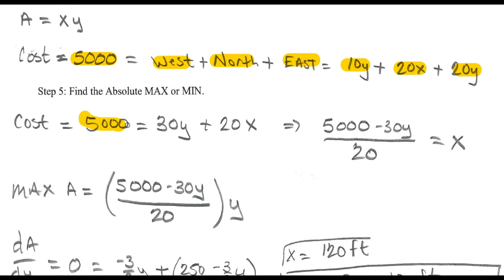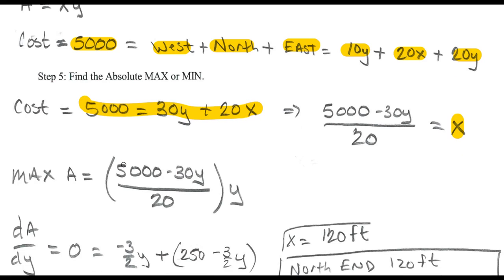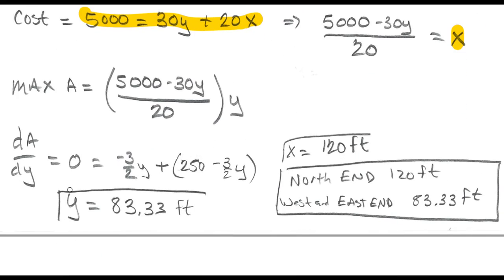I solved the cost equation for x. Then I substituted that into my area equation. X got substituted. This is x times y. And I'm looking for the maximum of that area. I took the derivative of the area function with respect to y and set it equal to 0. Then I solved for y, and I found y to be 83.33 feet.